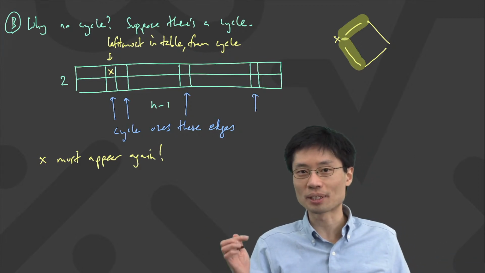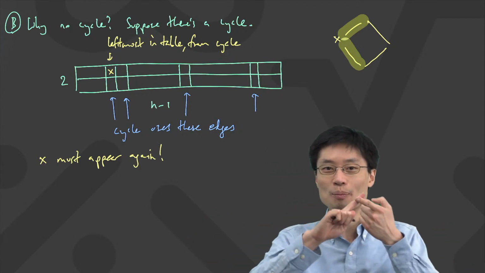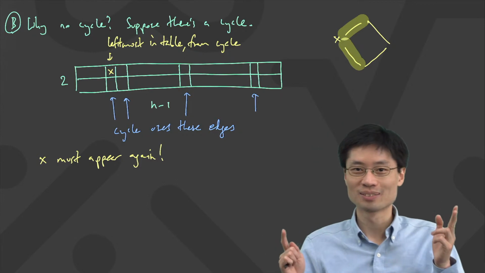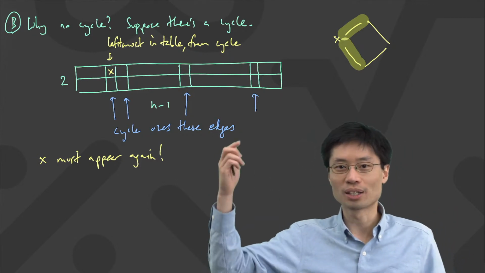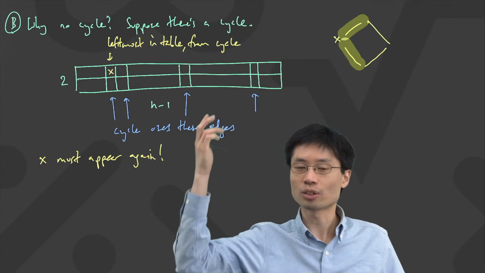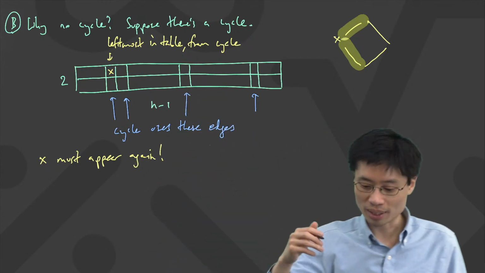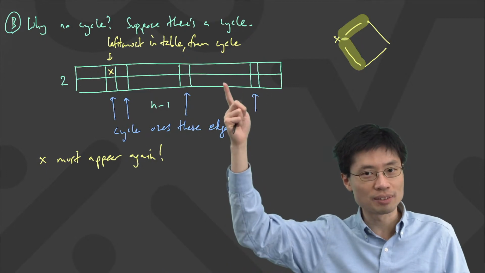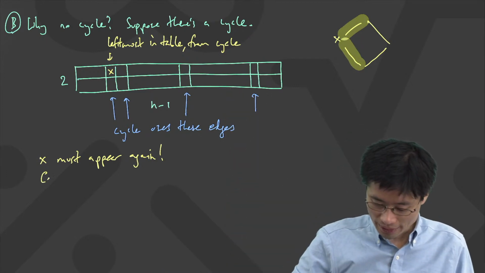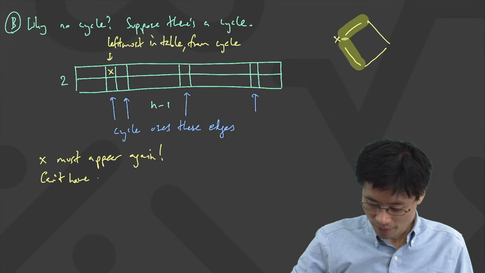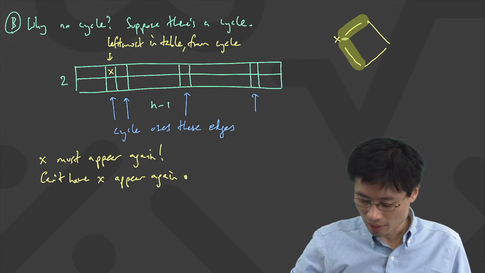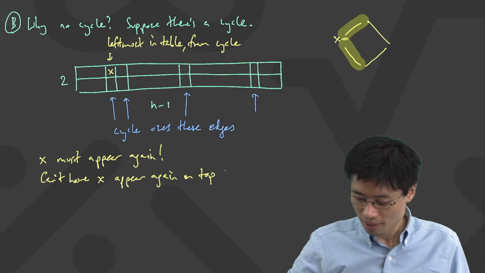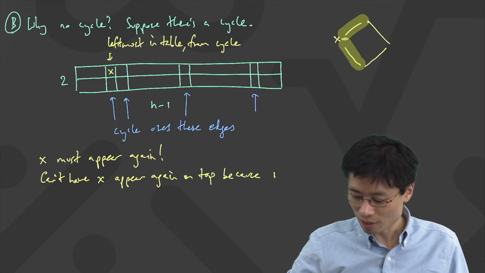The reason it can't is because, well, what do you mean appear again? Appear on the top or appear on the bottom? You'll lose both ways, right? Why can't it appear on the top? Well, we went over that before. We already saw in the previous screen that you can't have 2 same things on the top because then the second appearance of it screwed up. You can't have x appear again on top because I'll call it 1.